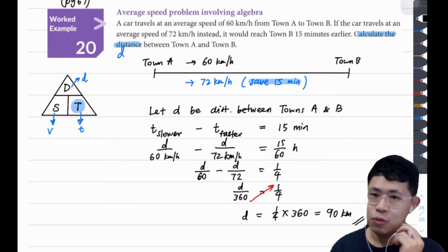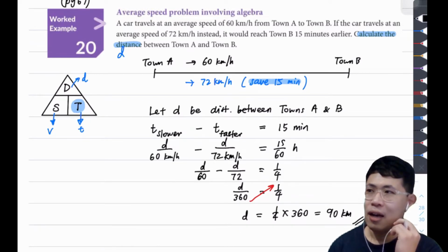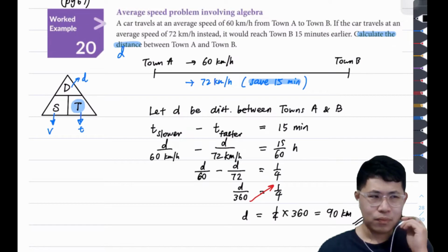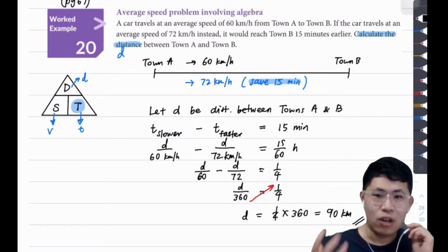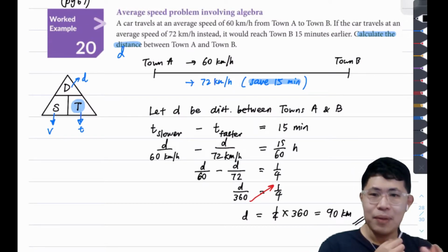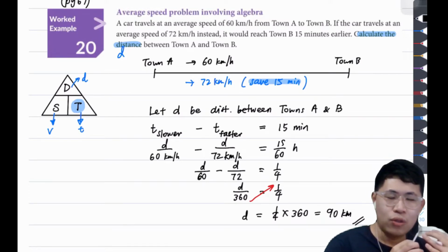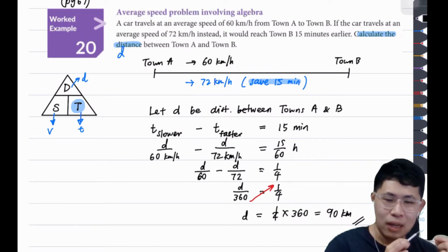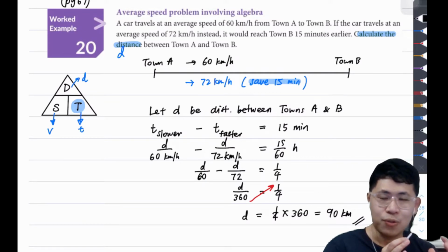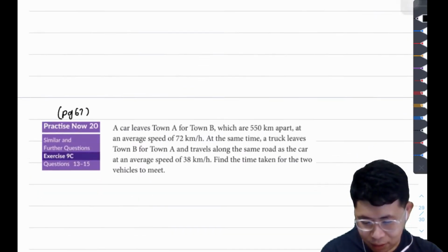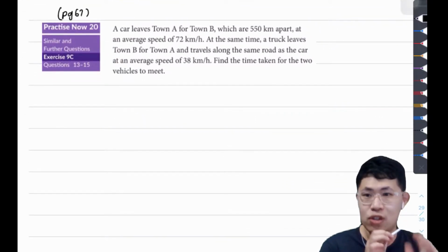Otherwise it will take a very long while to solve this problem. Okay, and sometimes the question will restrict the answer to using algebra only, so it would be good to put what we learned in algebra to good use, right? So let's take a look at Practice 20 on page 67.